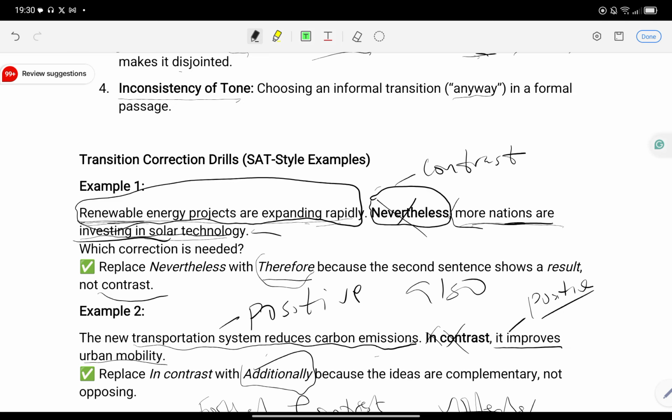It should be something that shows cause and effect. And that's why we replace "nevertheless" with "therefore" here. So it will read: "Renewable energy projects are expanding rapidly. Therefore, more nations are investing in solar technology." Or "as a result."